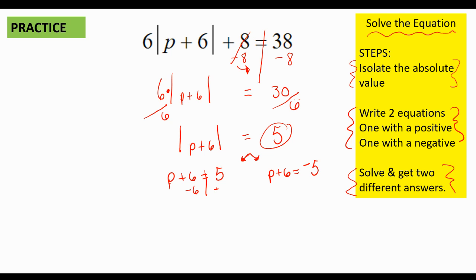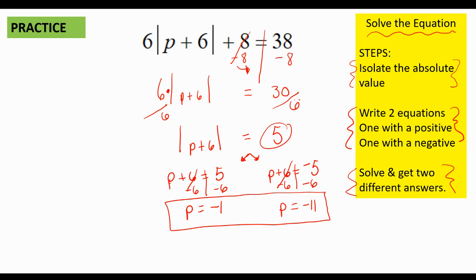Now you're going to solve and get two different answers. So subtract 6, subtract 6. This p would be equal to 5 minus 6 is negative 1. The same thing here, subtract 6, subtract 6. This p would be equal to a negative 5, and negative 6 more makes negative 11. So there's our two answers. And remember, we're solving equations. That's when it has equal signs. You can hit pause if you need to write some more of this down. Come back to the video.